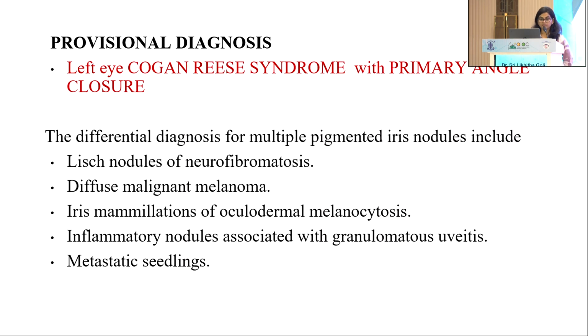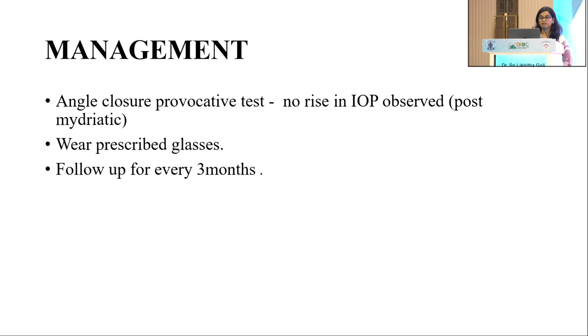My provisional diagnosis is left eye Cogan-Reese syndrome with primary angle closure. The differential diagnosis for multiple pigmented iris nodules includes Lisch nodules, diffuse malignant melanoma, iris mammillations of oculodermal melanocytosis, inflammatory nodules associated with granulomatous uveitis, and metastatic seedlings. Management: we did an angle closure provocative test, in which there was no increase in IOP. So we have kept the patient on regular follow-up every 3 months, and we have given her glasses.